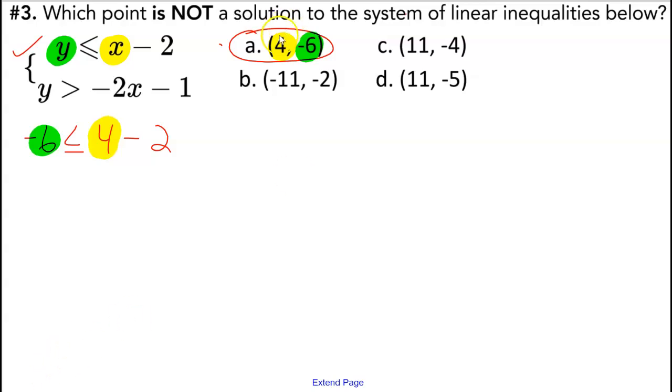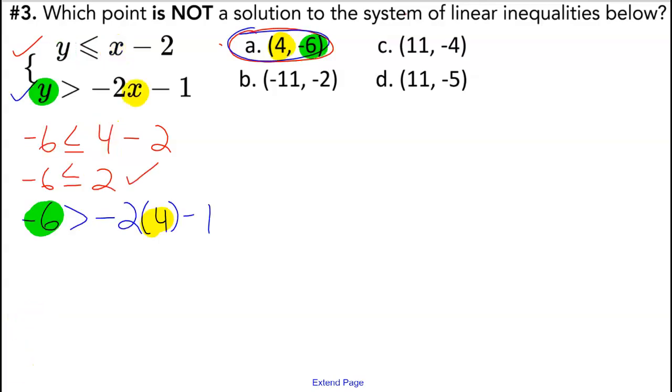All right, I'm plugging in 4 for x and -6 for y. And now look, there are no variables. All you have to do is solve it and see if it's true. So I'm going to do 4 minus 2, and that gives me 2. And on the left side I have -6. Is -6 less than or equal to 2? Yes. So that works. But I have to check the other inequality too, because right now it says yes, and I'm looking for the one that's not.